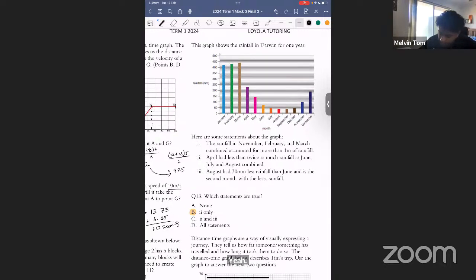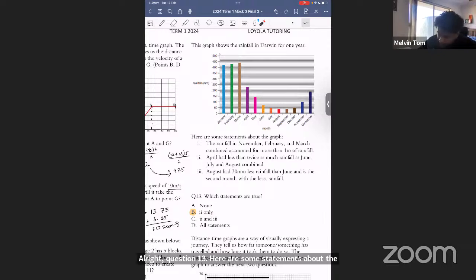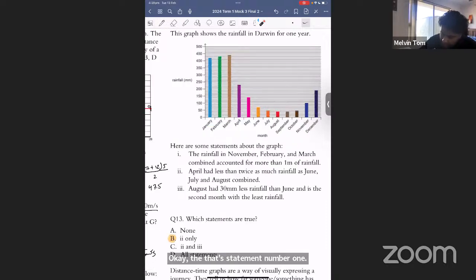All right, question 13. Here are some statements about the graph. Statement one: the rainfall in November, February, and March combined accounted for more than 1 meter of rainfall. That's statement number one. Before we go on, let's fact check that.